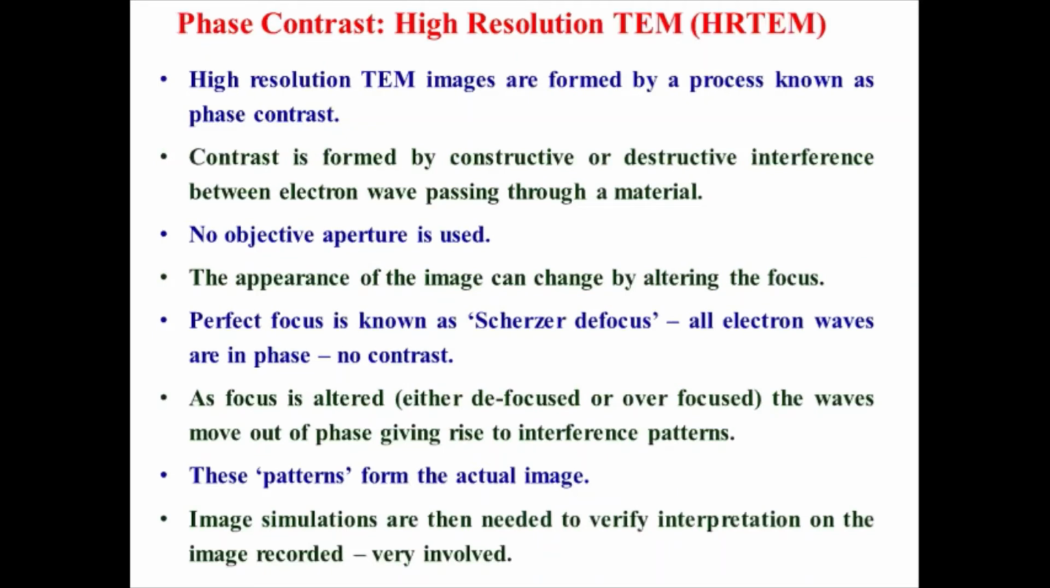An important feature which is lacking in the scanning electron microscope is the high resolution imaging mode, which is called HRTEM. This is due to the phase contrast. As I told you, the electron behaves as a wave, and these waves interfere with each other. Depending on whether there is constructive interference or destructive interference, you get the lattice diffraction image.